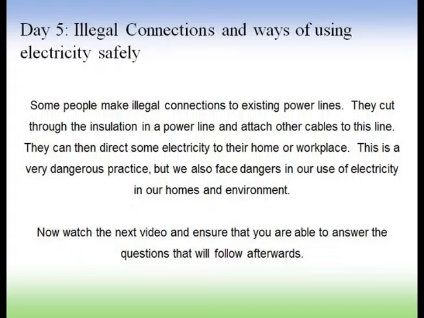Some people make illegal connections to existing power lines. They cut through the insulation in a power line and attach other cables to this line. They can then direct some electricity to their home or workplace. This is a very dangerous practice. But we also face dangers in our use of electricity in our homes and environment. Now watch the next videos and ensure that you are able to answer the questions that will follow afterwards.